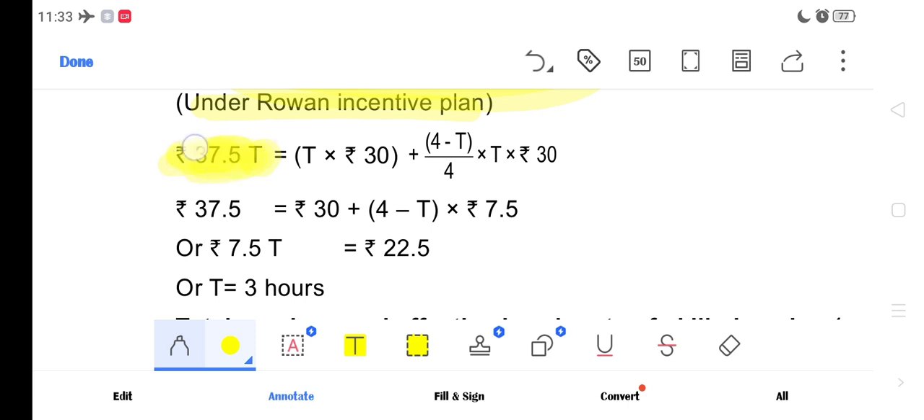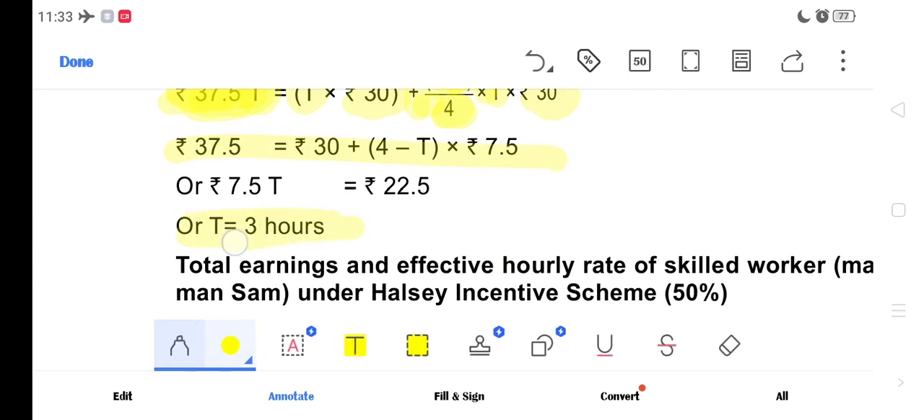So this is earnings, and what is the formula? Time taken into hourly rate plus the bonus. What is time saved? Time allowed minus time taken. What is time allowed? 4. Time saved is 4 minus t, divided by time allowed, into time taken into wage rate per hour. If you solve this you get t, that means time taken as 3 hours.